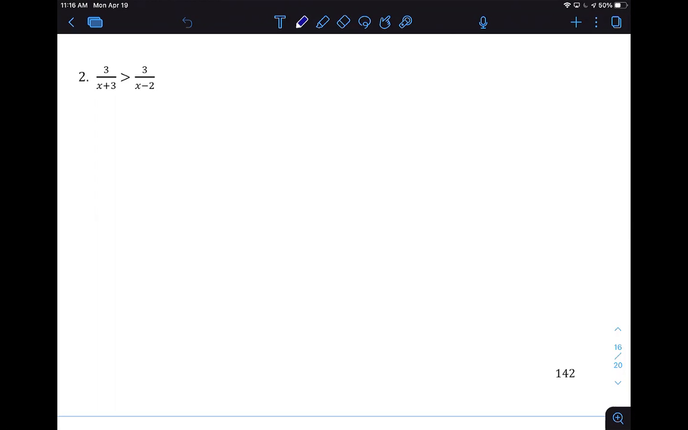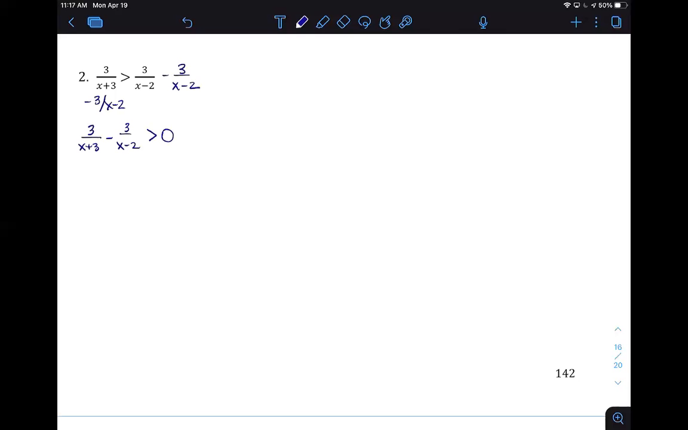When we're solving an inequality, we want to make sure that it's only one fraction. So we're going to start off with subtracting the fraction that's on the right and move it over to the left. So then we have 3 over x plus 3 minus 3 over x minus 2 is greater than 0.